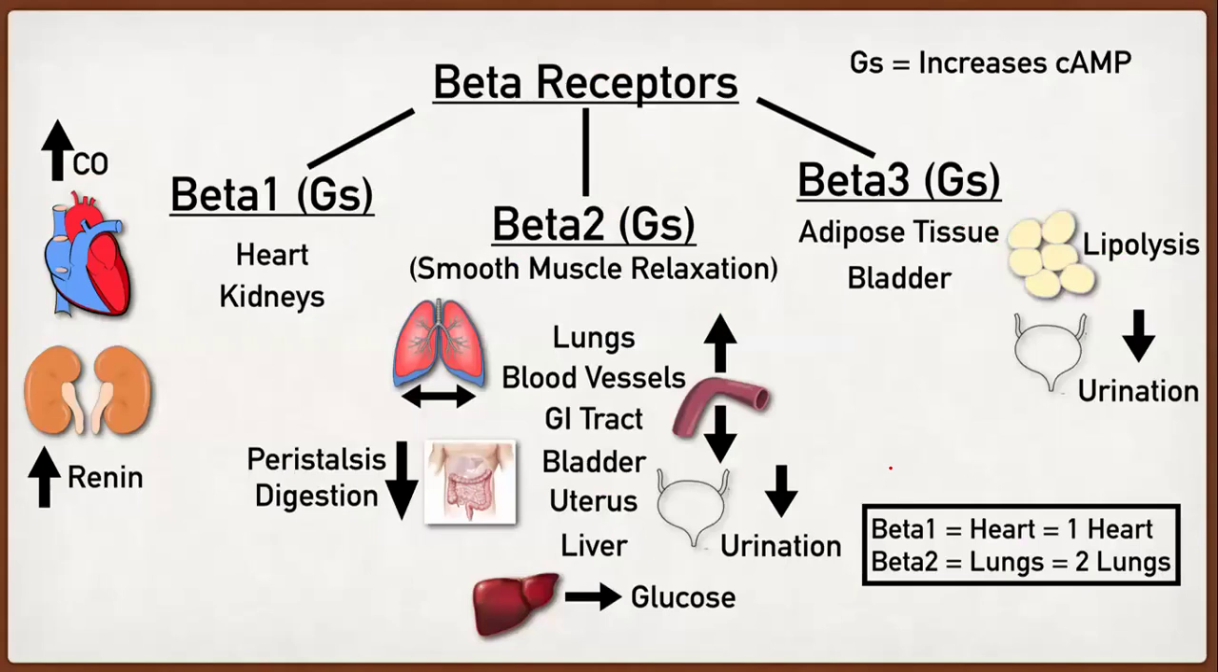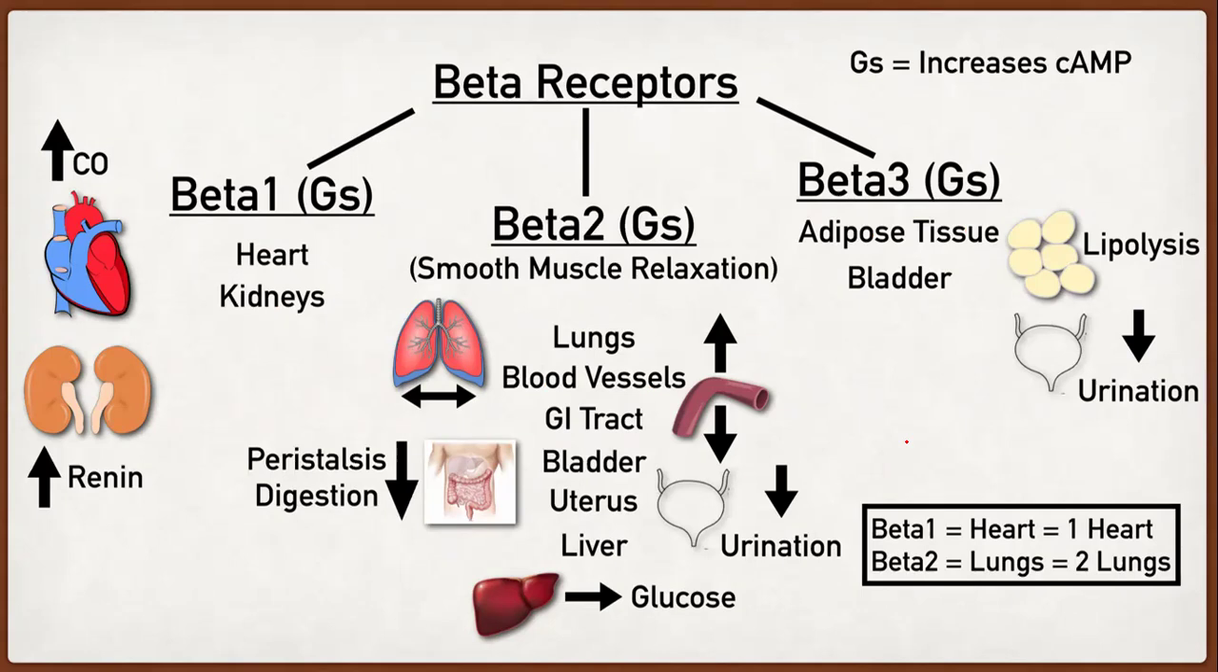So this slide shows different receptors and their location. Like beta receptors, they are in the heart, they are in the kidney, like in lungs, blood vessels, GI tract, bladder, uterus, liver, and then, as I said, beta 3, but we are not going to go into anything with this.